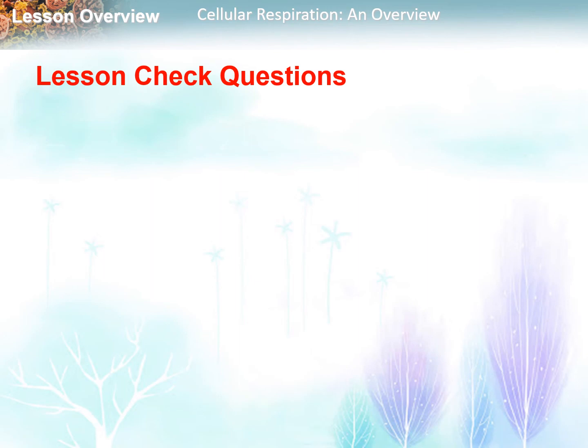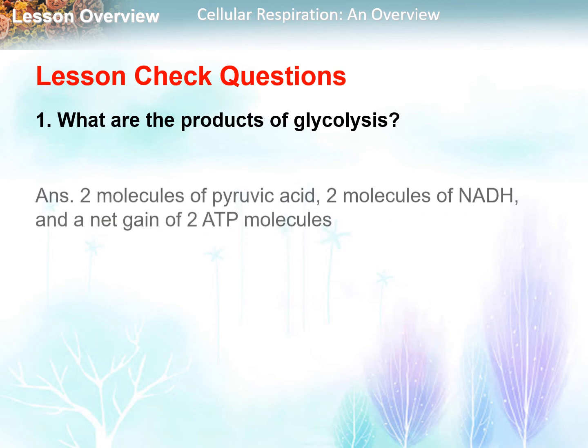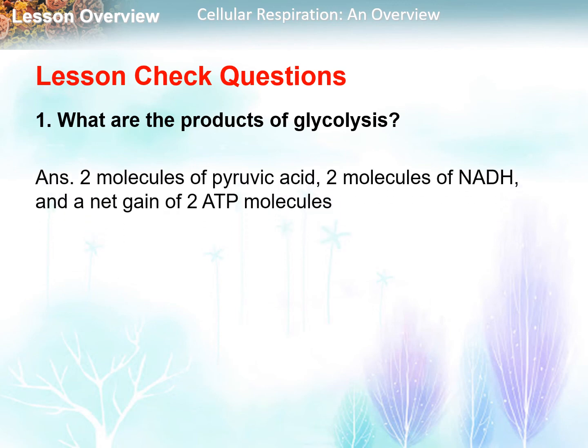So let's now have some lesson check questions. Number one question: what are the products of glycolysis? Can you please think of your answer? The answer is two molecules of pyruvic acid, two molecules of NADH, and a net gain of two ATP molecules.